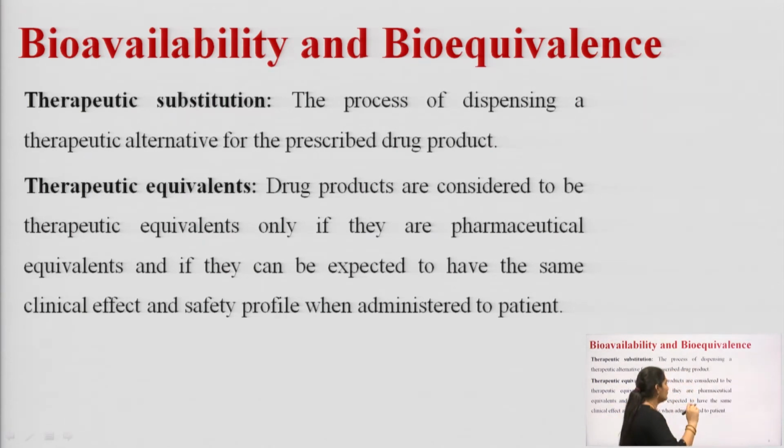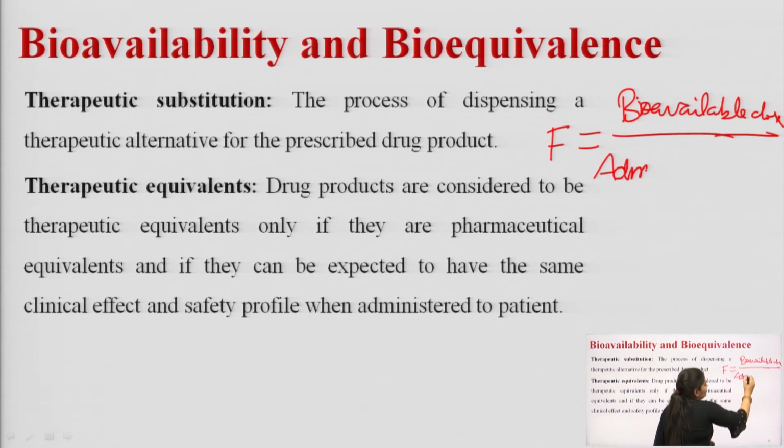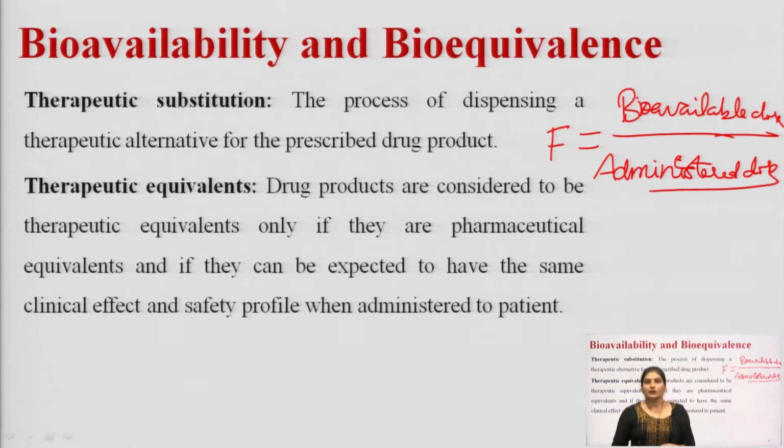We can have a formula for the bioavailable fraction. We can represent this bioavailable fraction by the letter F, and the value of F will be equal to the bioavailable dose upon the administered dose. Okay. So, the ratio of bioavailable dose to the administered dose will give you the bioavailable fraction.